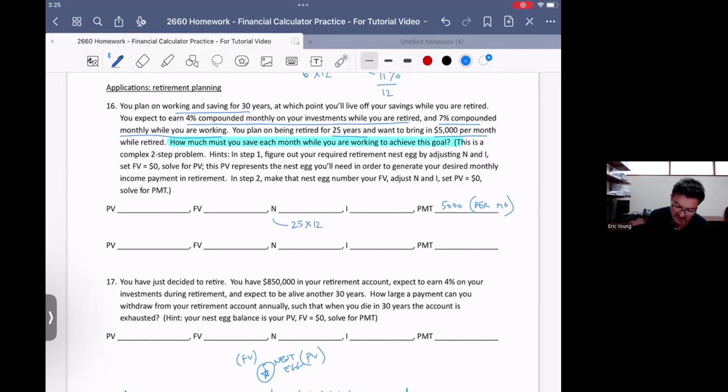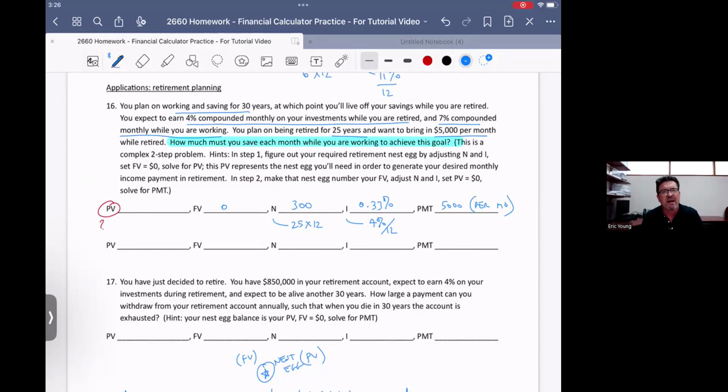We have to do an adjustment. That's 300 months. We said that you can earn 4% interest, but we're going to divide that by 12. So you're going to earn 0.33%. The present value, this is your nest egg amount. This is what you're solving for. And because you want it to last for 25 years, at which point it's empty, your future value, which is basically your predicted amount when you die, is going to be zero.